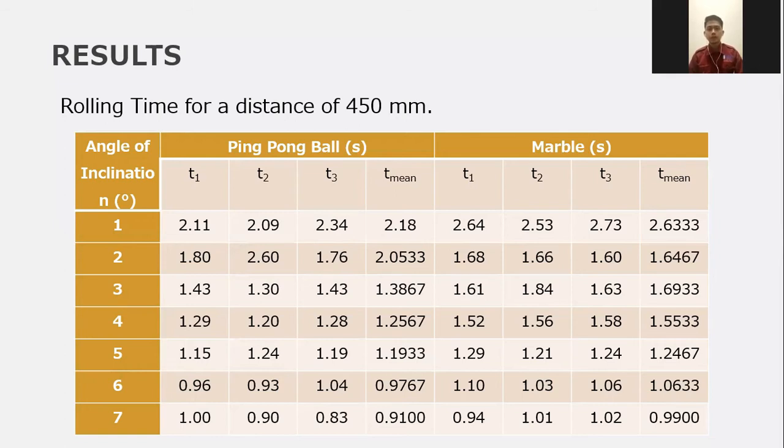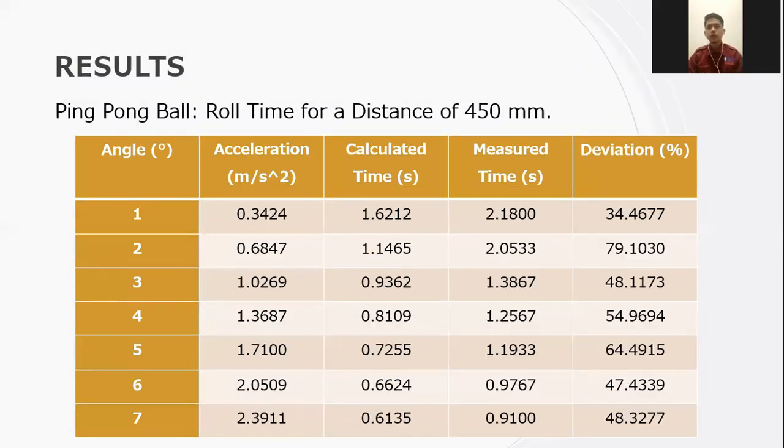As we can see from the table, as the angle of inclination increases, the average time taken for the ping pong ball and marble decreases when rolling the distance of 450 millimeters. This is the result for the ping pong ball rolling the distance of 450 millimeters. As the angle of inclination increases, the acceleration also increases. However, the calculated time decreases.